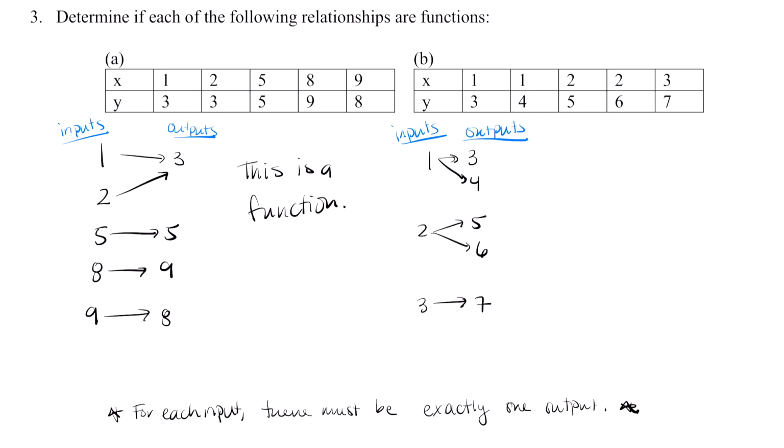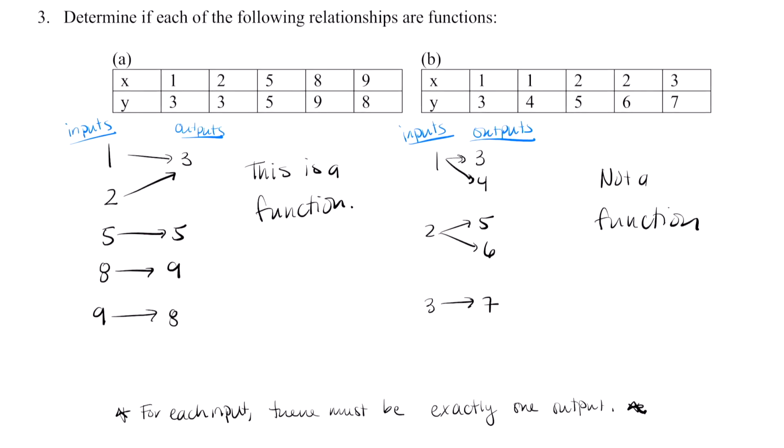If you notice, our set of inputs here, 1 and 2 namely, have more than one output. In fact, 1 goes to 3 and 4. 2 goes to 5 and 2 goes to 6. So we're not really certain what the output would be for an input of 1 because it has 2 options. Similarly, the input of 2 has 2 different options for an output, so we don't really know what it's going to lead to. So this is not a function.